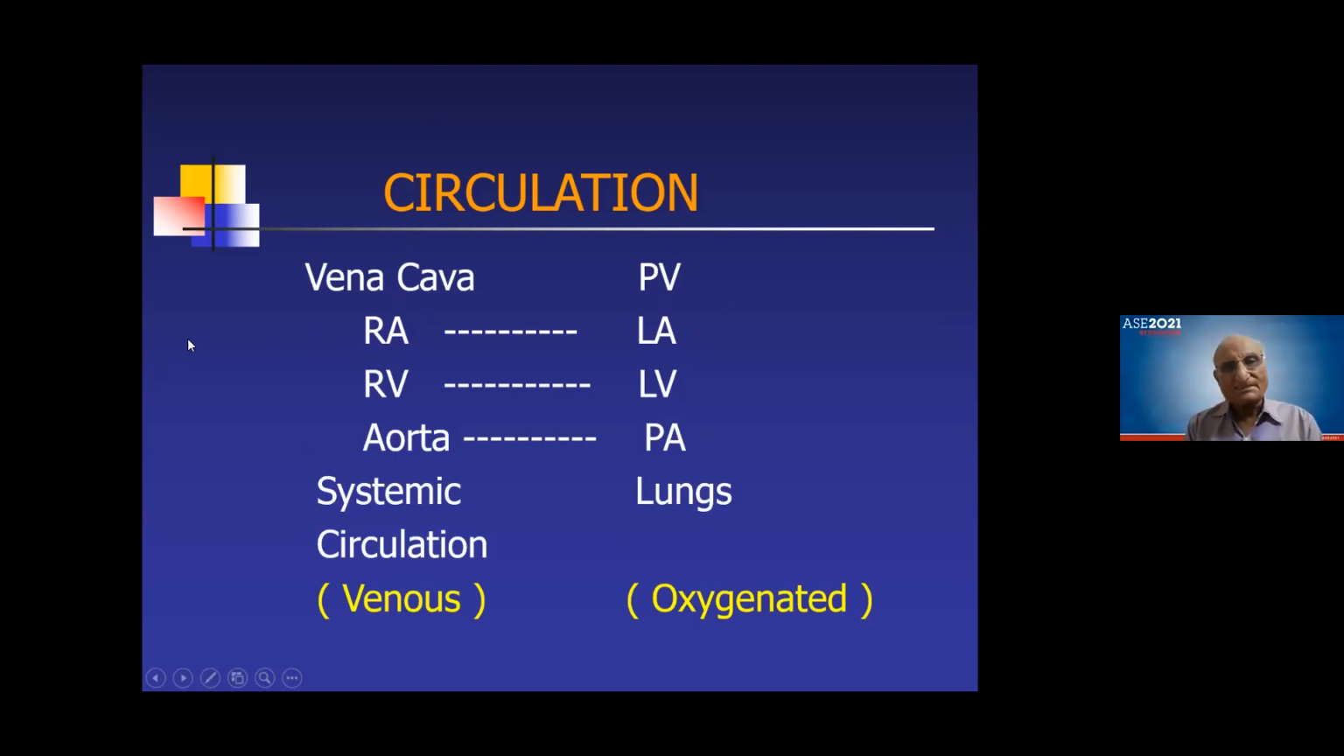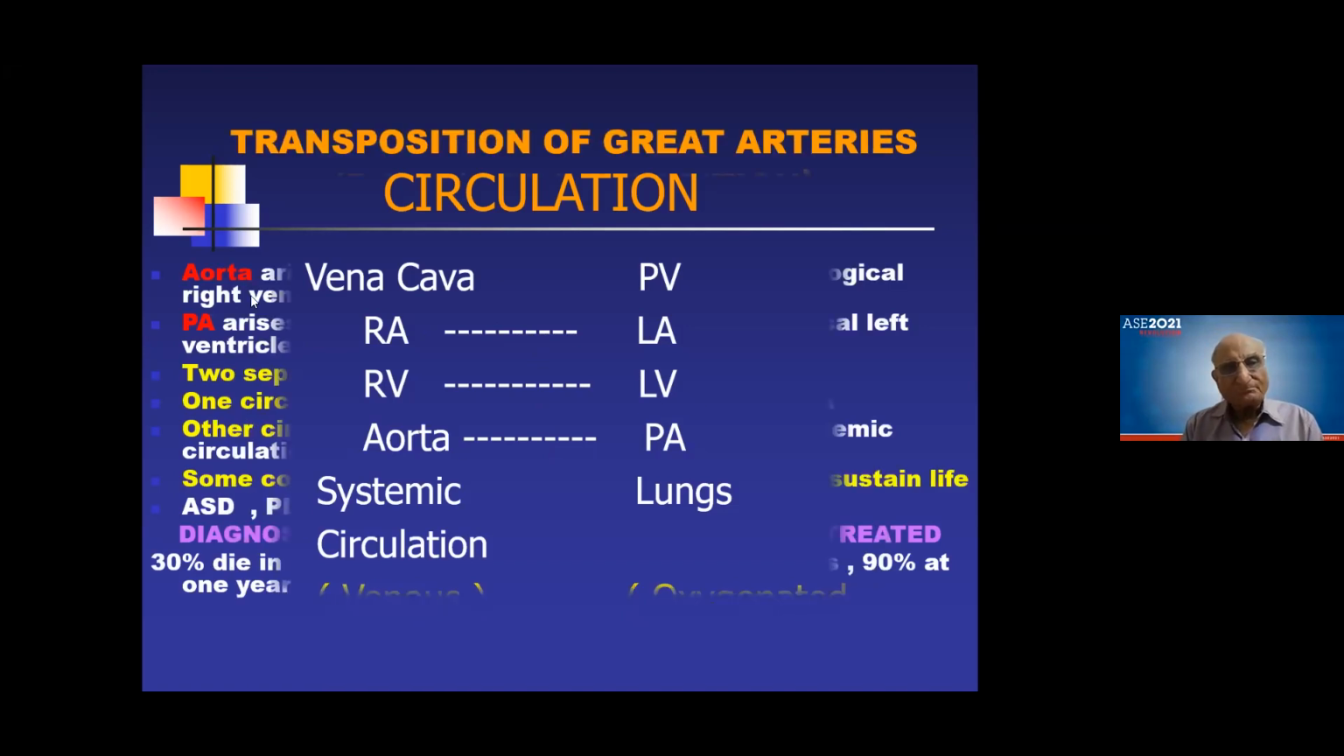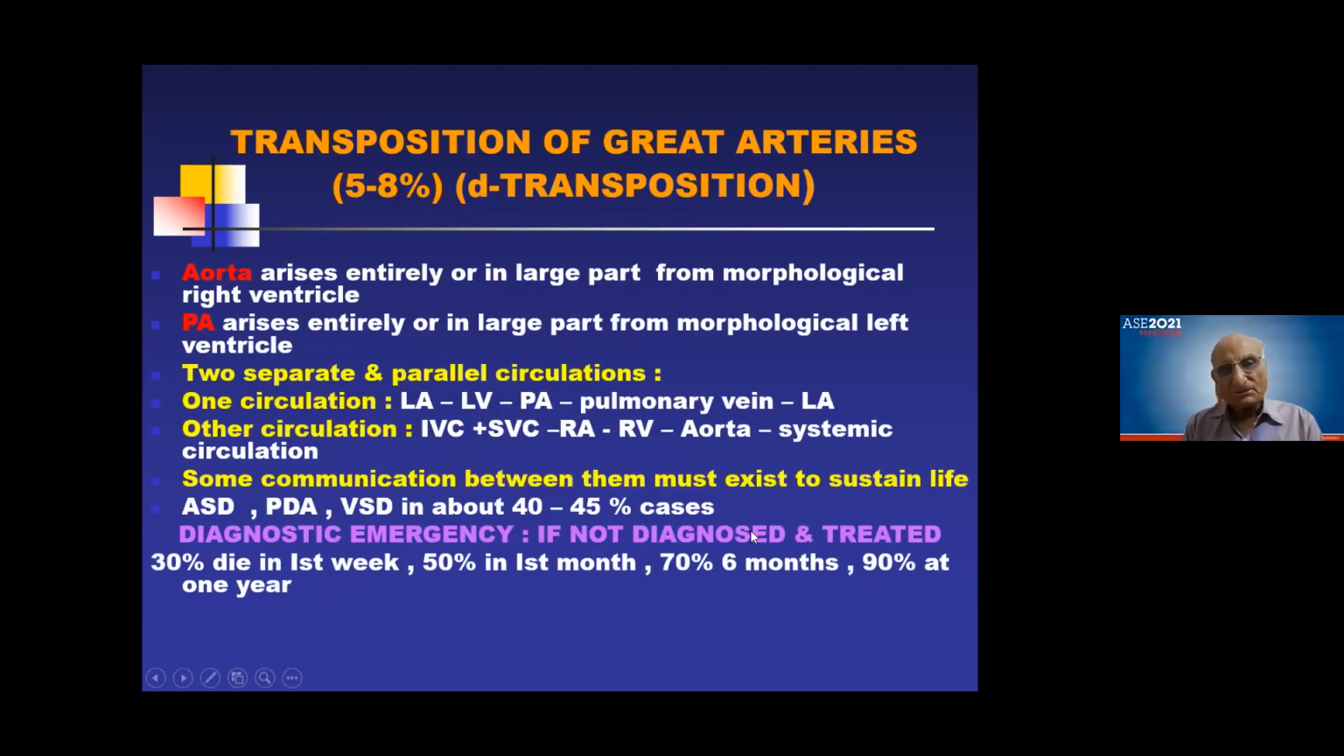So there has to be a connection somewhere, either at atrial level, ventricular level, or at a PDA level, so that the patient can survive. That is why nowadays, when an infant is born in an echo lab, they create an ASD if there is no ASD. So this is what I was coming to, that there are two parallel circulations. There must be some communication between them for the patient to survive. Otherwise, it is a very fatal and serious condition.